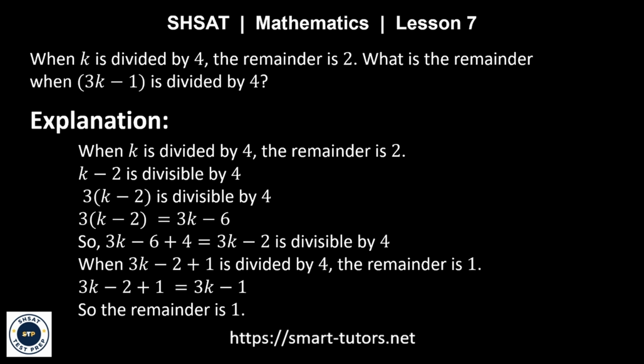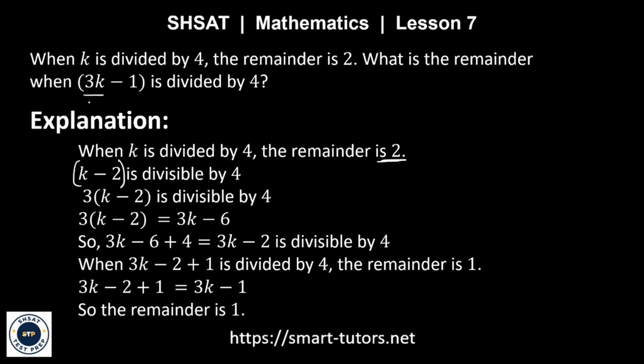When k is divided by 4 and the remainder is 2, what is the remainder when 3k minus 1 is divided by 4? So when k is divided by 4, the remainder is 2. That must mean k minus 2 is divisible by 4, because the 2 is the remainder that we got. If that 2 isn't in k, it would be completely divisible by 4. And that means if we multiply this by another number, it would still be divisible by 4.